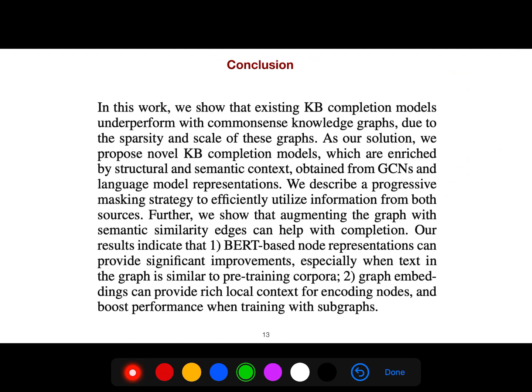And we show that existing knowledge base completion models underperform with commonsense knowledge graphs due to the sparsity and scale of these graphs. So we proposed novel knowledge base completion models which are enriched by structural and semantic context obtained from graph convolutional networks and language model representations.